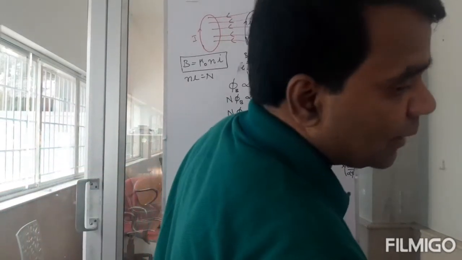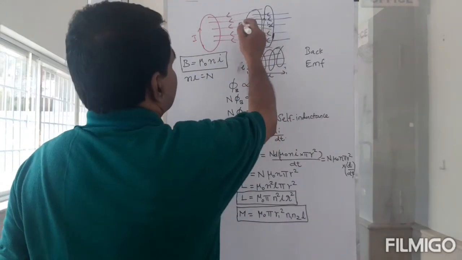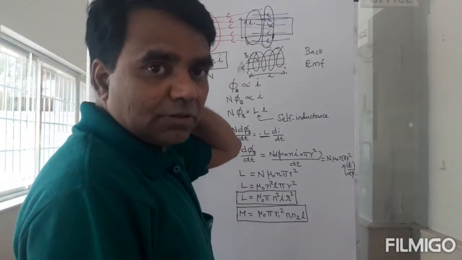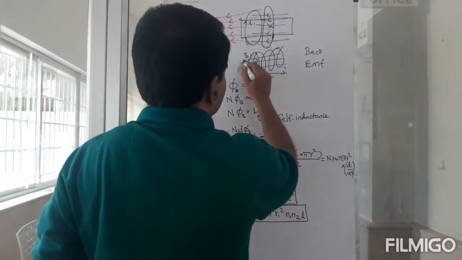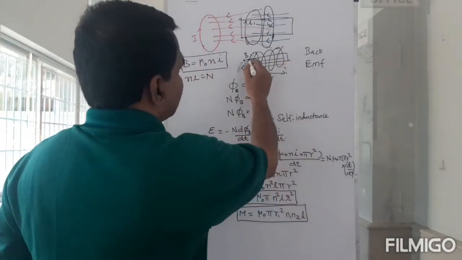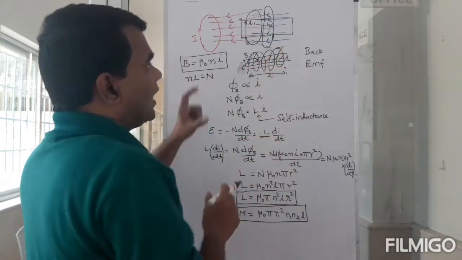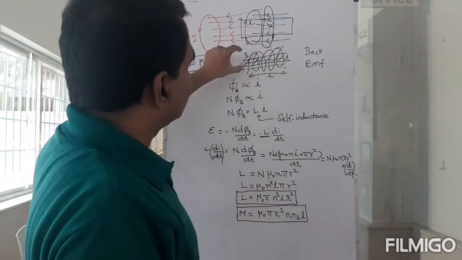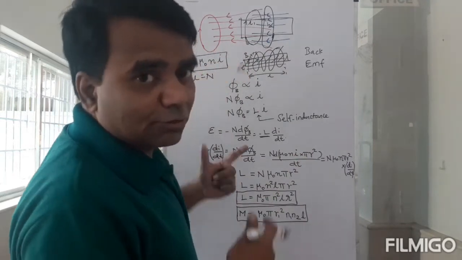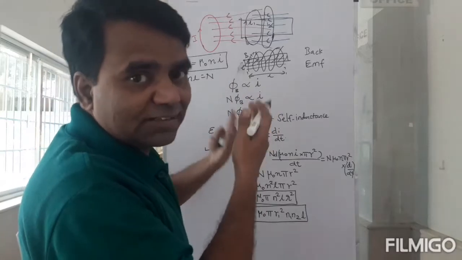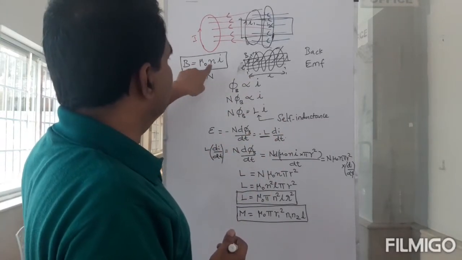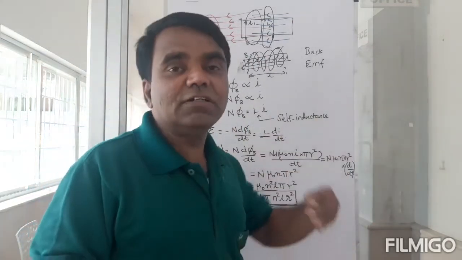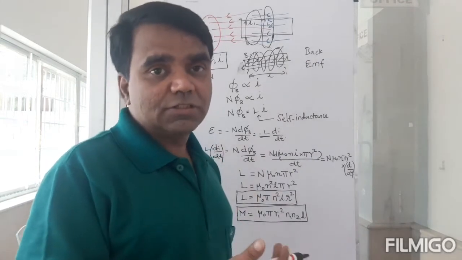Suppose you have a medium, like I have iron between these two loops. Even here, I may have iron like that. Now I need to consider the permeability of this also, because the magnetic field is going to be multiplied. You are going to have a much bigger magnetic field, so it's not going to be mu naught Ni, but mu naught mu R into Ni. The same thing holds good for the mutual inductance too.